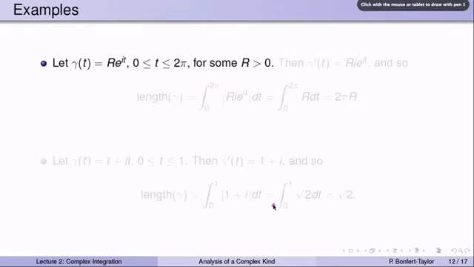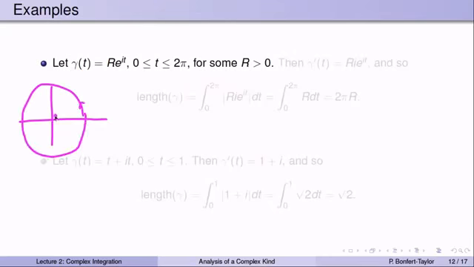Let's look at some examples. Let's go back to our curve gamma of t equals r e to the it. We all know what that looks like. That's simply a circle of radius r, and we even know how long that curve should be. This is the circumference of the circle, but that's actually calculated with our formula.